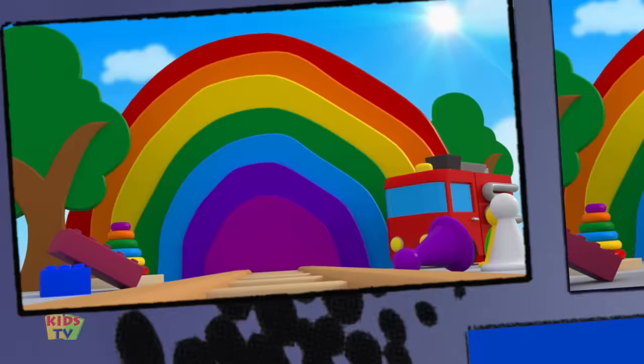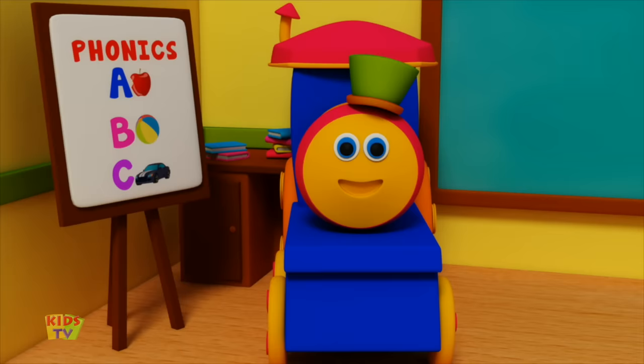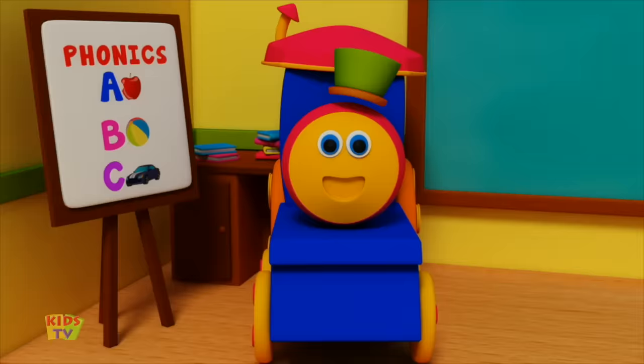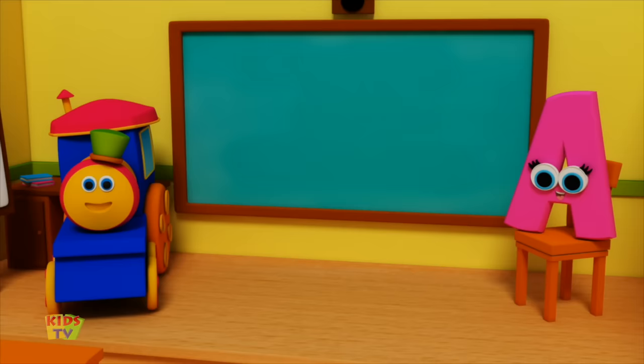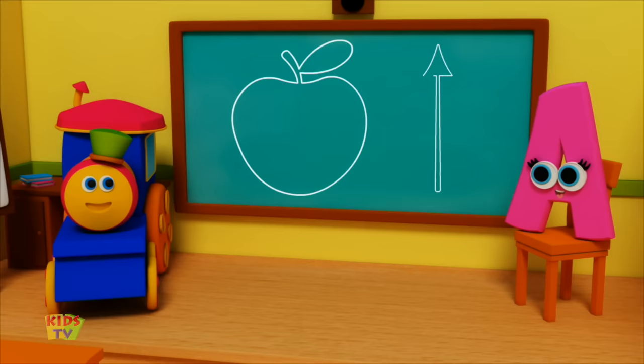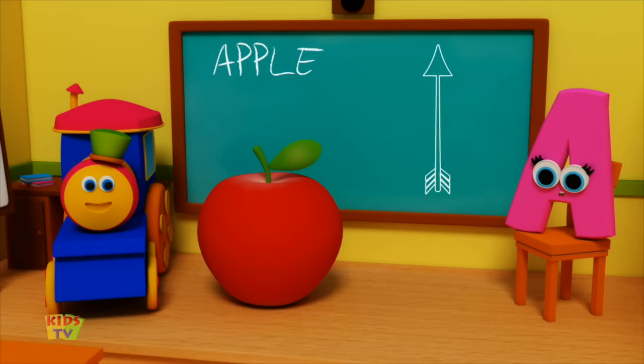Hi, I'm Bob. I know a merry little song all about phonics. Let me help you learn the phonics. Let's go! A is for apple, a, a, apple. A is for arrow, a, a, arrow. A is for a, a, a, a, apple. A is for a, a, a, a, arrow.